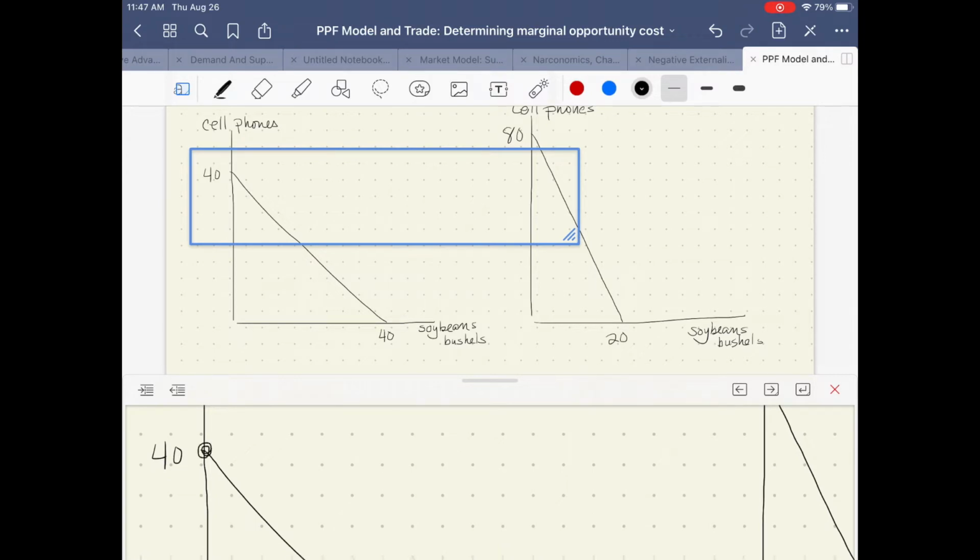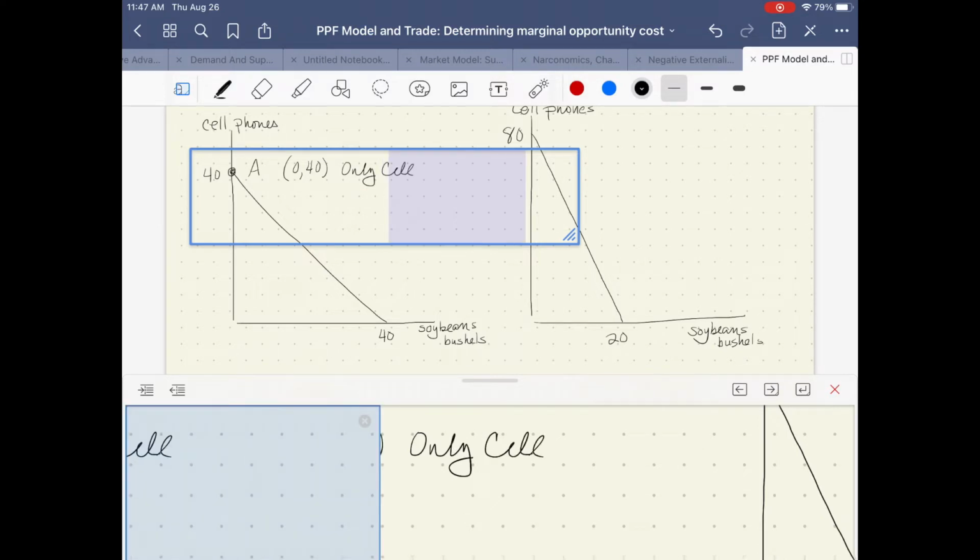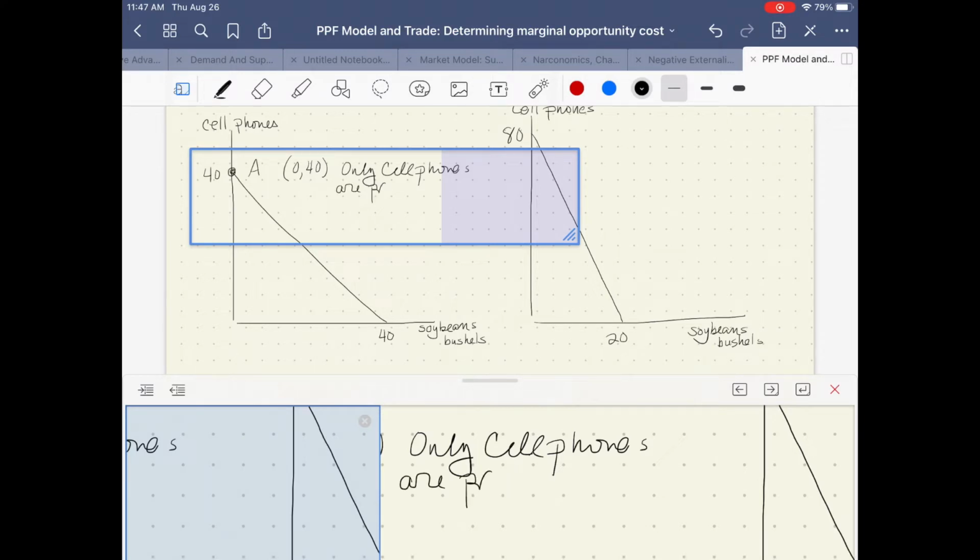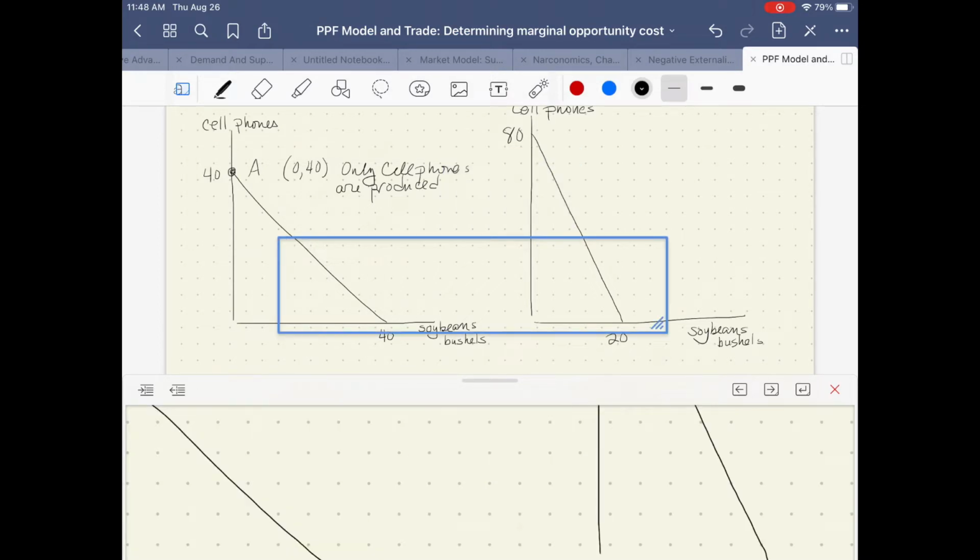Trade is based not on total output, but on the marginal opportunity cost. So first, we'll identify in the U.S. a specialization, 100% in cell phones, which would mean the U.S. produced 0 soybeans and 40 cell phones. Only cell phones are produced. So that's point A, specialization in cell phones with no soybean production.